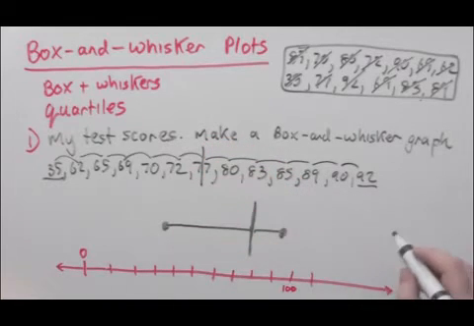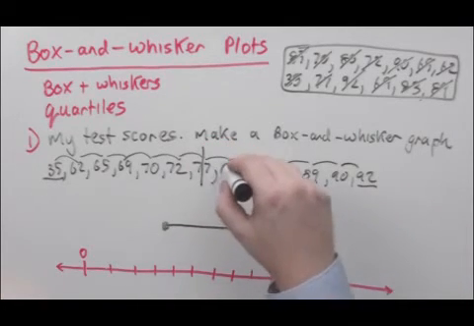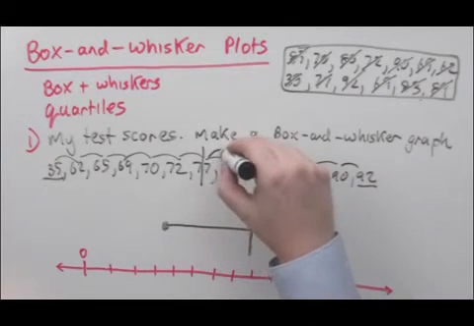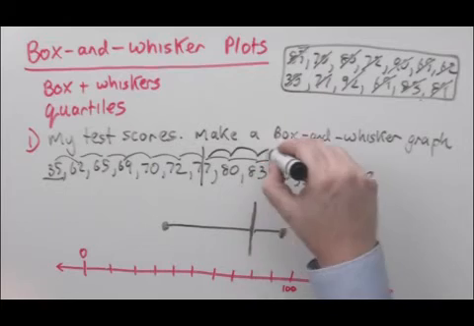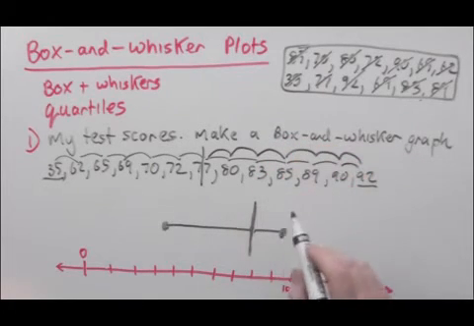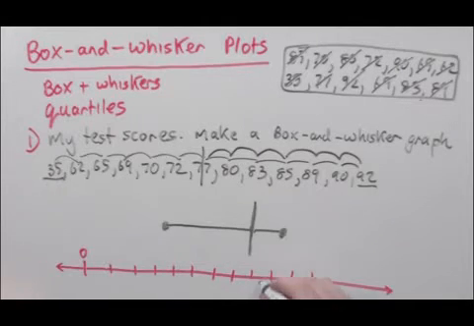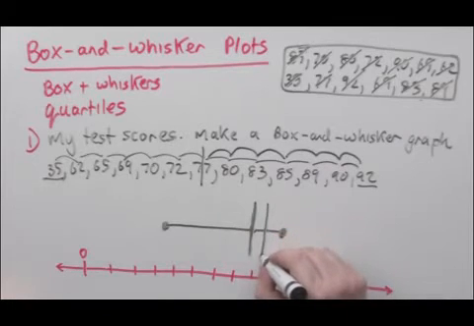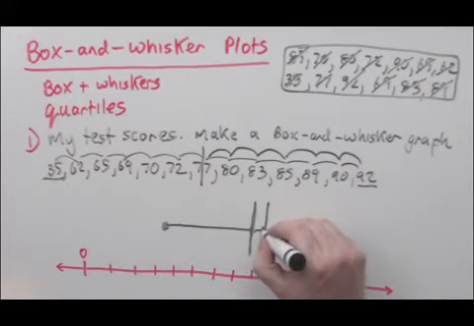Now I'm going to get the median of the upper numbers and then the lower numbers. Let's start with the upper: this goes 1, 2, 3, and this goes 1, 2, 3. So 85 is the upper median, which is the upper quartile. That's right here. I'm going to draw a line through that, the same length as the median line.